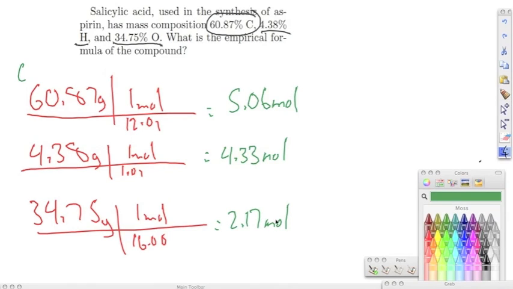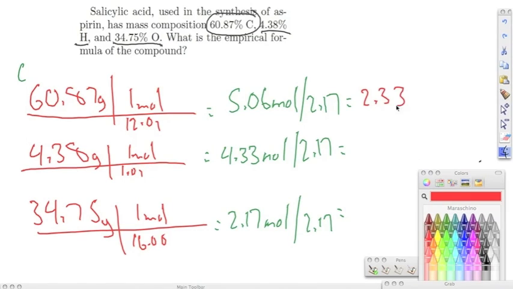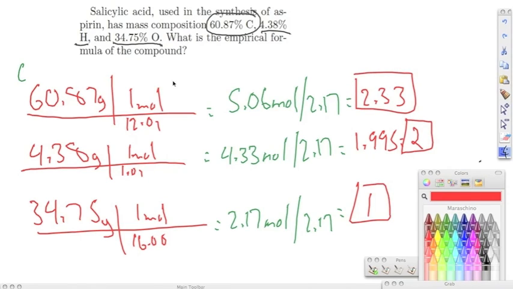Now, once we calculate the moles, the next step is to divide by the lowest number, which is 2.17. So we divide everything by 2.17, and we get our next answer: 2.33 for carbon, 1.995 for hydrogen, which we're going to round to 2 because we round from the thousandth place, and lastly, dividing oxygen by itself, we get 1. So we get these three numbers, and these are going to be our subscripts for carbon, hydrogen, and oxygen.